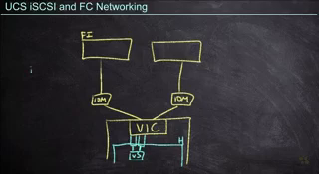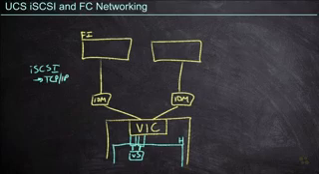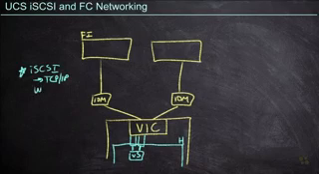So let's start talking about iSCSI. iSCSI is pretty interesting because it's already TCP/IP traffic. And so the question is, do we need to configure anything special in UCS in order to make iSCSI happen? And the answer is, believe it or not, no. iSCSI is already going to work. It's going to work without us getting involved.